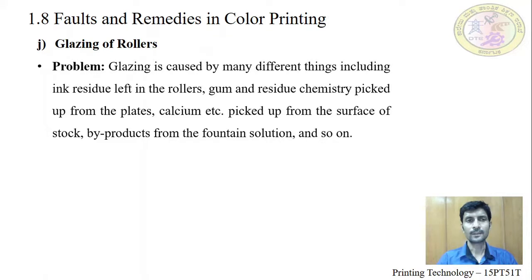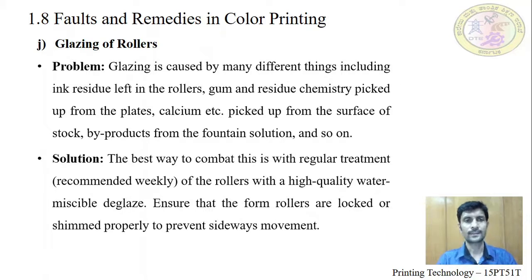The problem of glazing is caused by many different things, including ink residues left on the rollers, gum, and resin chemistry picked up from a plate, calcium, etc. picked up from the surface stock, or a product from the fountain solution, and so on. As we have already discussed, the best way to solve this is regular treatment of the rollers, thoroughly washed, and high quality water is used to avoid the glazing. Ensure that the foam rollers are locked and shimmed properly and prevent sideways movements.